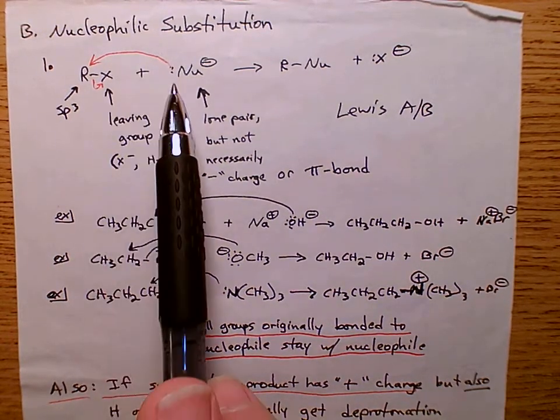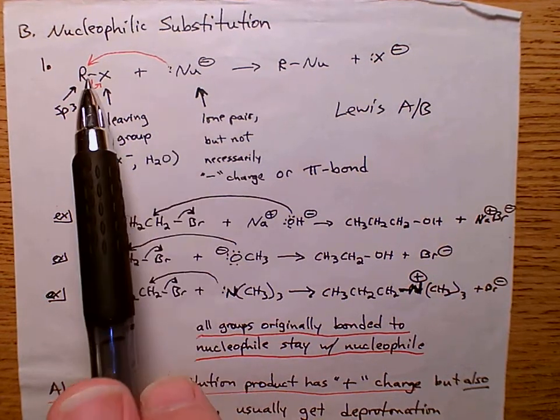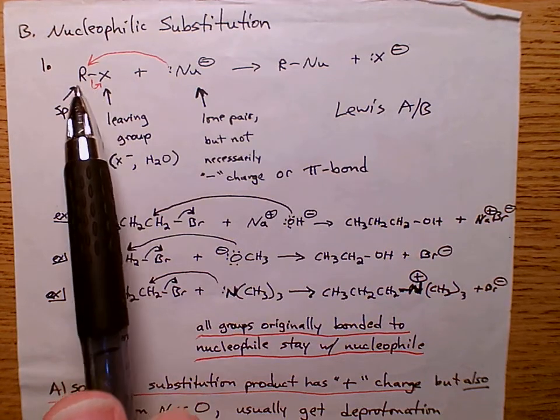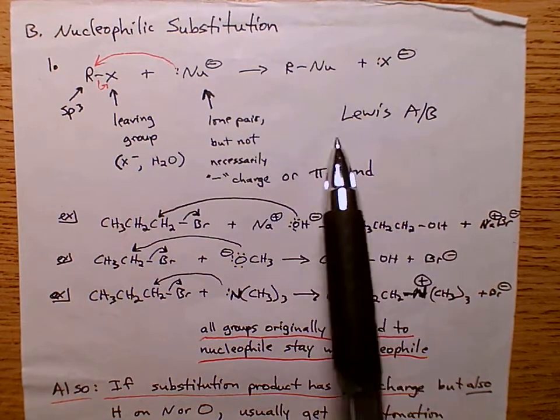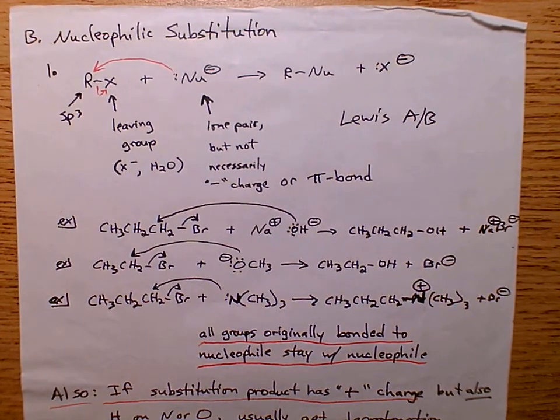Note, the nucleophile is an electron pair donor, a Lewis base. The alkyl halide here is an electron pair acceptor, a Lewis acid. So this is a Lewis acid-base reaction. All of these reactions we're going to be talking about are Lewis acid-base reactions.